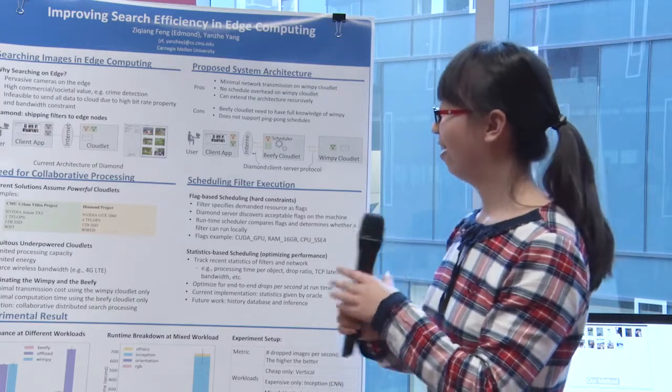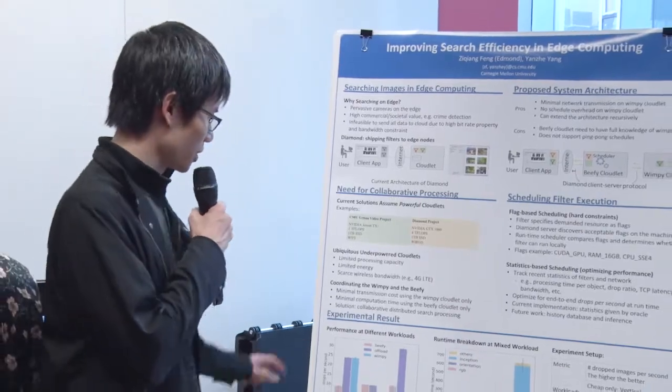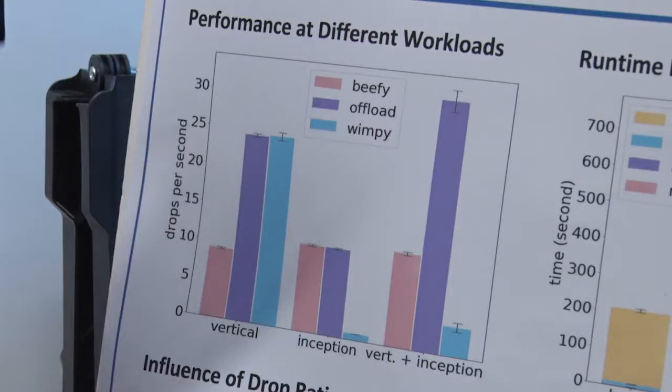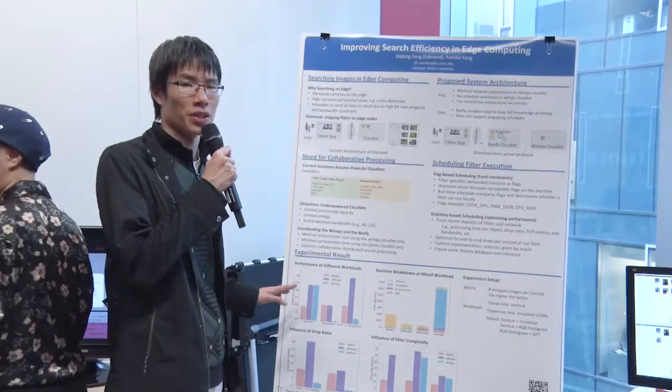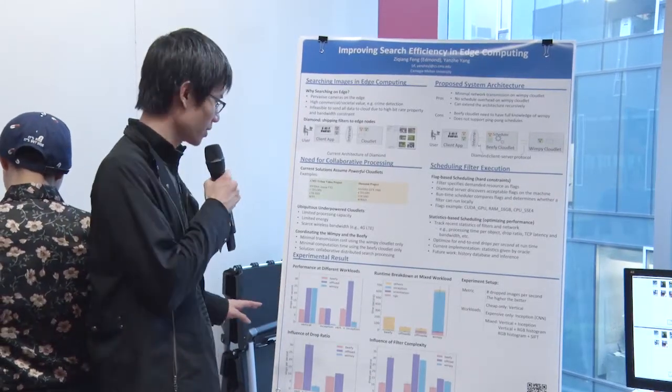Okay, now we can look at some experimental results. This graph shows three groups of experiments. The first group runs a very cheap filter called the vertical filter. That means just finding the vertical images out of all images. As you can imagine, this filter is very cheap. It takes very little time to run.